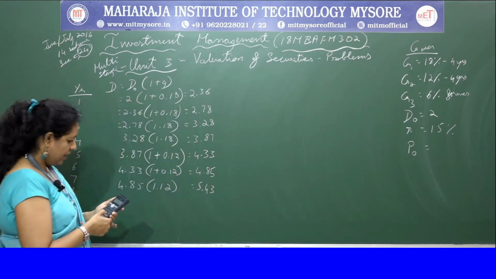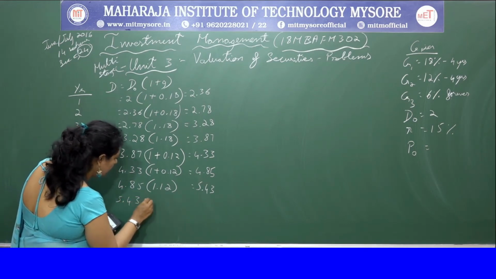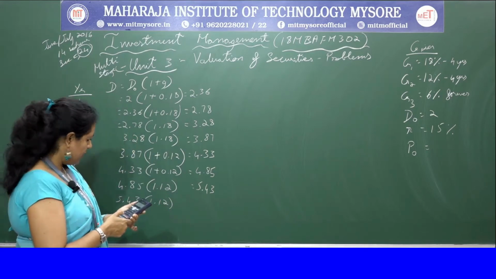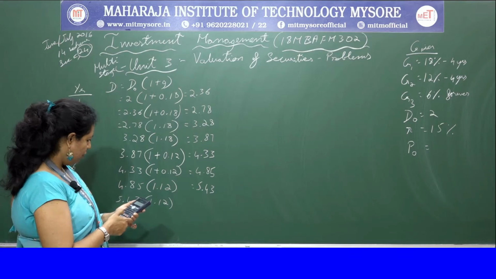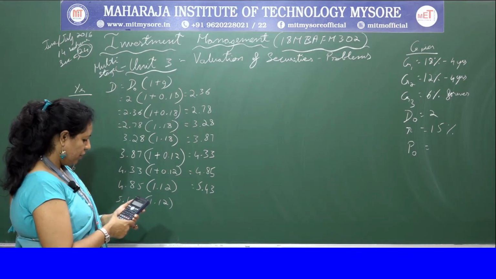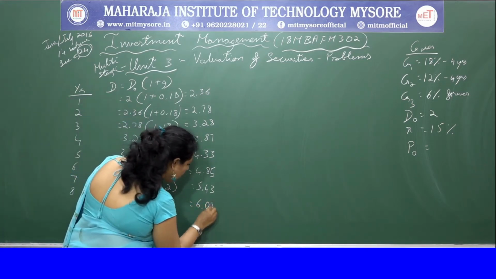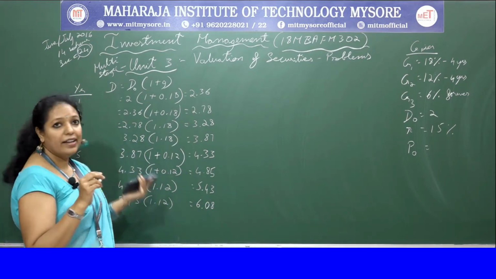5.43. Then here I'll write 5.43 into 1.12. You get 6.08. So this is what you get for the dividend.